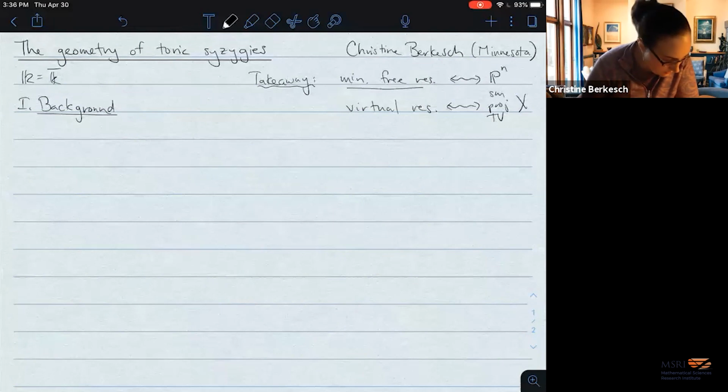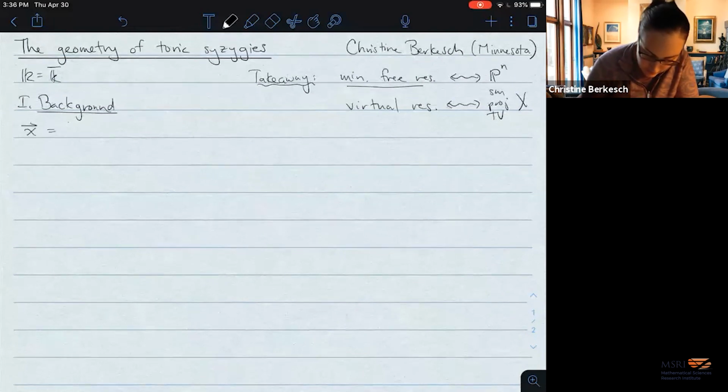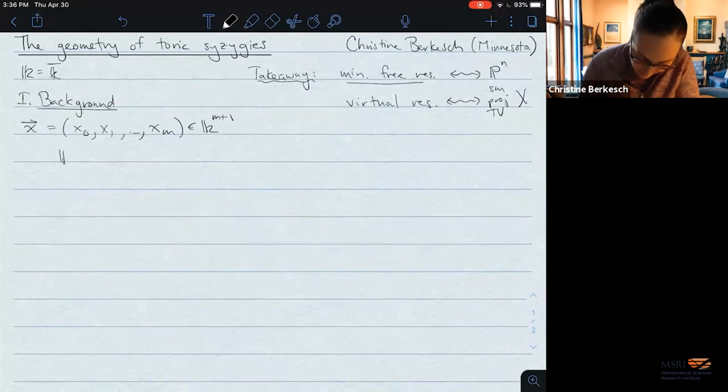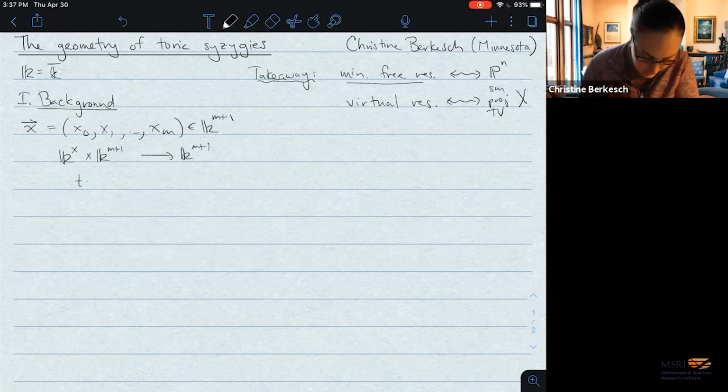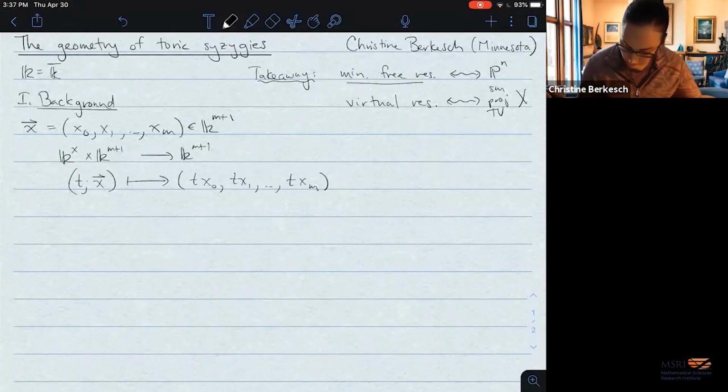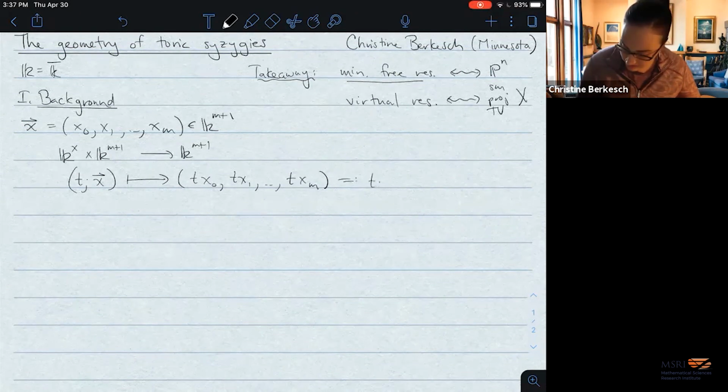So let's start with a point that's in m+1 dimensional affine space, and then look at our torus action given by scaling. So I have some t acting on x, and it's just scaling each coordinate.